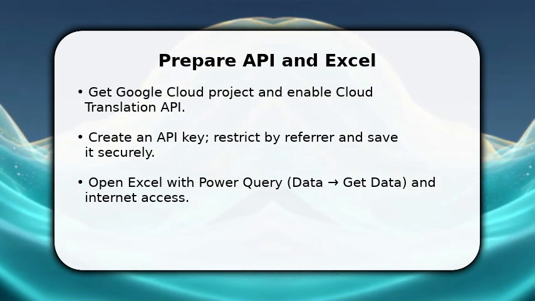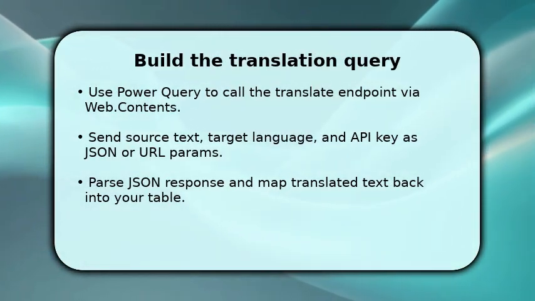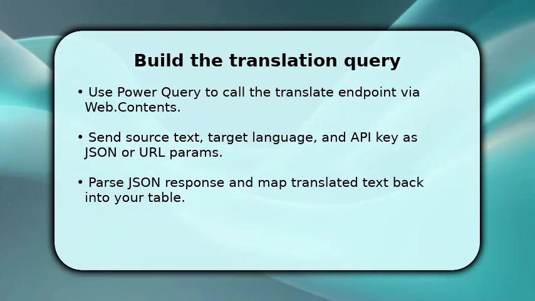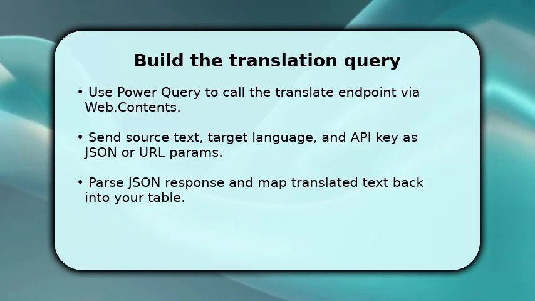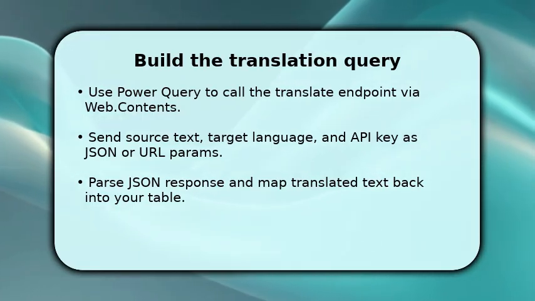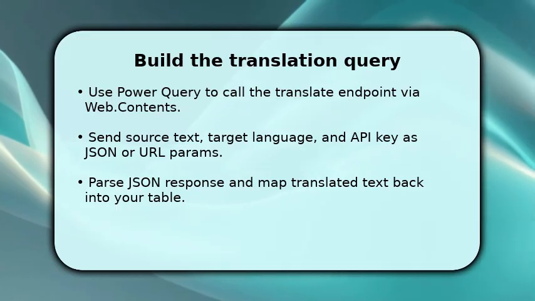Now build the request. Open Power Query and create a new blank query to call Web.Contents against the translate endpoint because this handles authentication and returns JSON. You'll pass the API key and a payload specifying q, your text, source, and target languages. This lets Google translate in bulk.